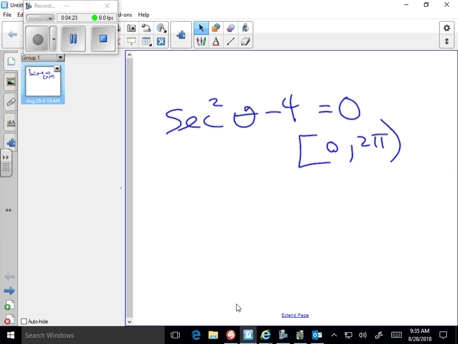I added 4 to both sides and said secant squared equals 4. That's the same as cosine squared equals 1/4. So I took the square root of both sides and got plus and minus 1/2.